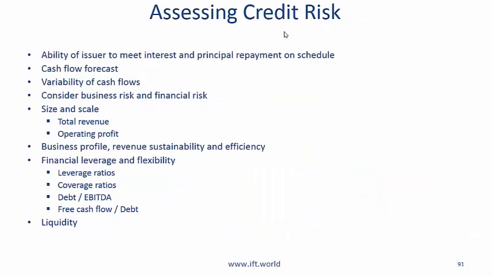Assessing credit risk. Imagine you are an analyst, you are looking at financial statements to assess the credit risk of a company. What do you look at? Ability of issuer to meet interest and principal payments on schedule. That's what you are looking for. You look at a cash flow forecast. If the cash flow forecast is good, then the credit risk is low. Variability of cash flows. If variability of cash flows is high, then the risk is high.